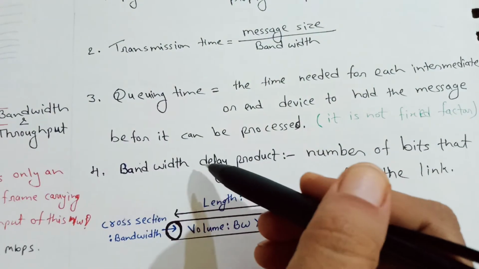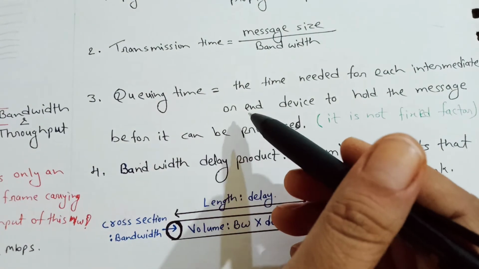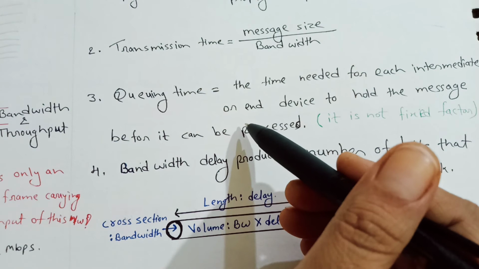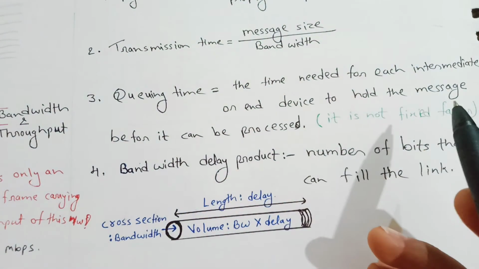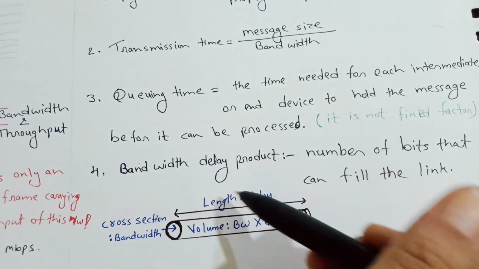And queuing time is the time needed for each intermediate or end device to hold the message before it can be processed. It is not a fixed factor. That is queuing time.